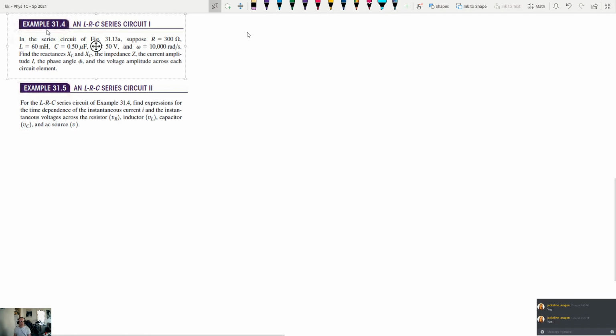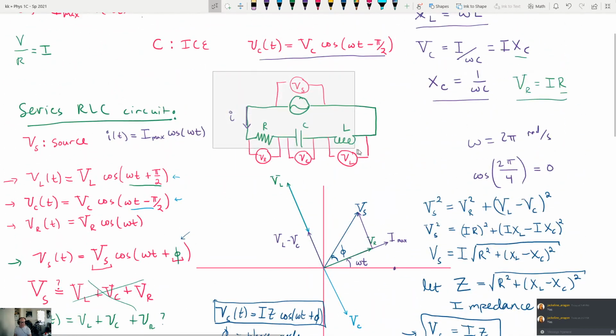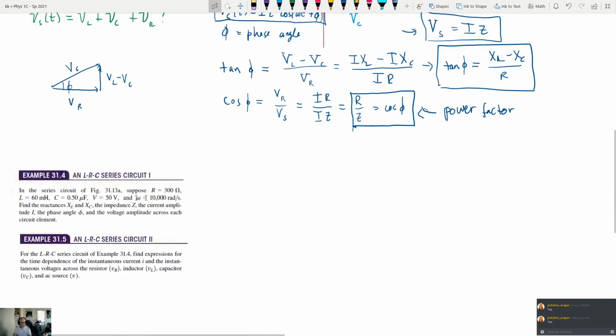So what does the circuit look like? Well, it's the same circuit that we saw previously. In fact, we could probably just copy-paste it, because this picture is going to be what we need for this problem. So let's just copy-paste it.